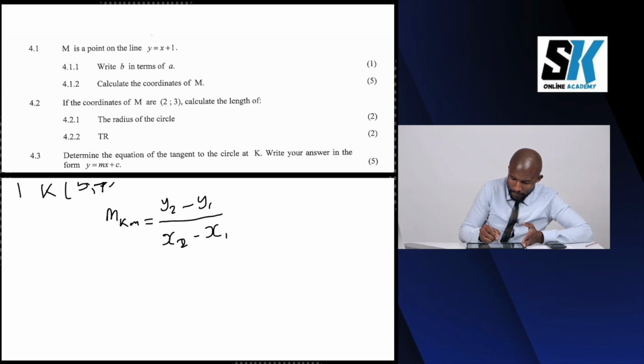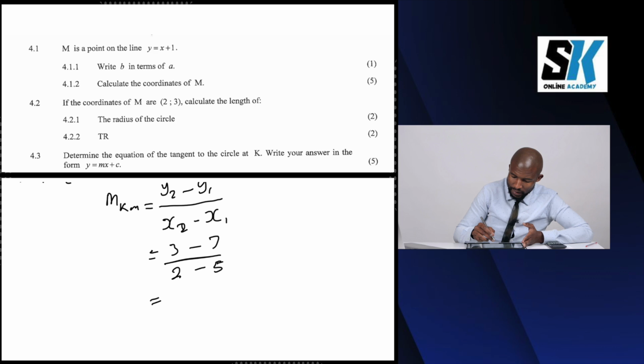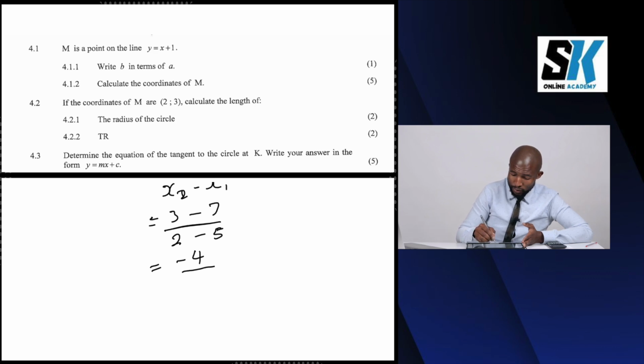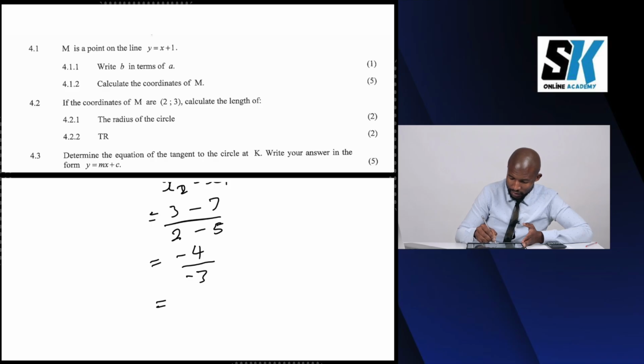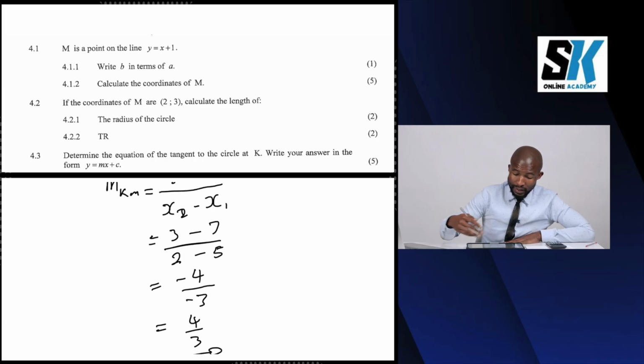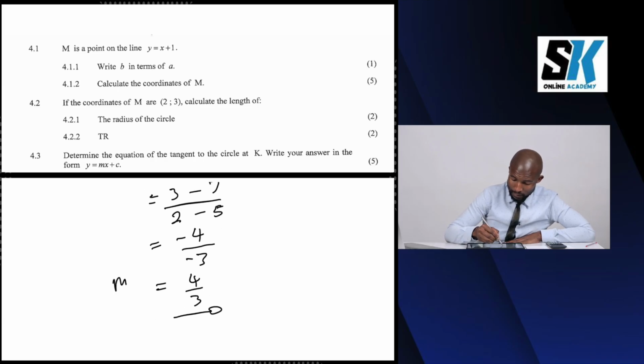And then we're going to have a 3 minus a 7 all over the x value there, it's 2 minus a 5. And then we're going to have negative 4 on top. Then at the bottom, we're going to have negative 3, which results in 4 over 3. So the gradient for the line KM, which is the radius, is 4 over 3.